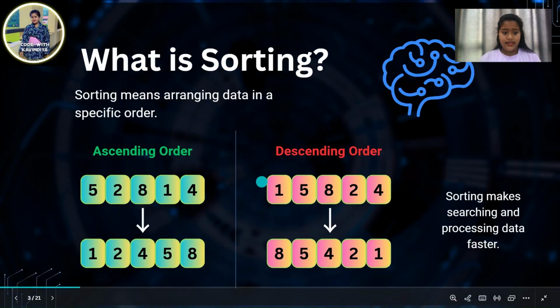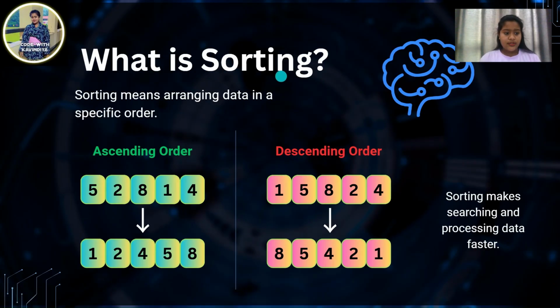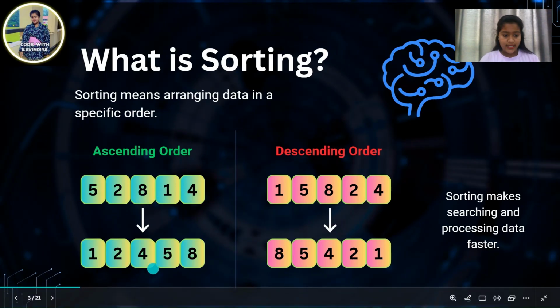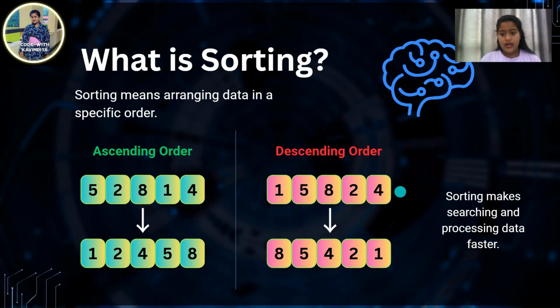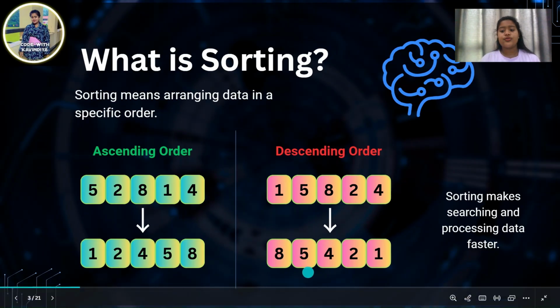Before understanding Radix sort, let's quickly recap. What is sorting? Sorting simply means arranging data in a specific order. Ascending order, arranging elements from smallest to largest, like turning 5, 2, 8, 1, and 4 into 1, 2, 4, 5, 8. Descending order, arranging elements from largest to smallest, like 1, 5, 8, 2, 4 into 8, 5, 4, 2, 1.